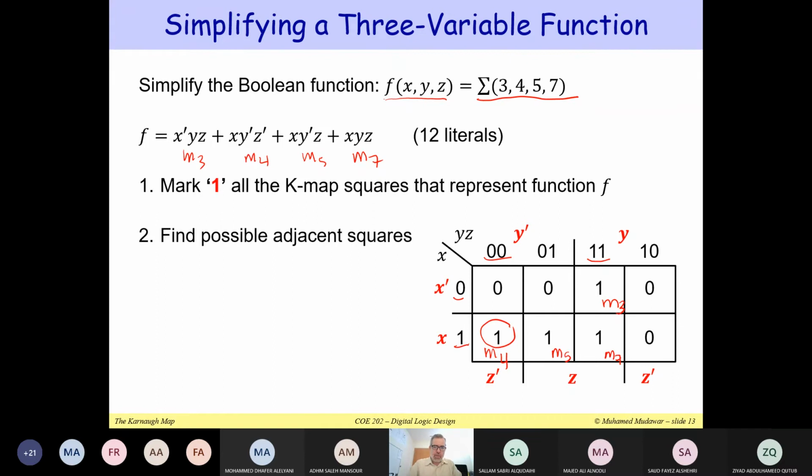This is 1, 0, 0. So this square here is minterm 4. This is 1, 0, 1. That must be minterm 5. And we have 1, 1, 1. That must be minterm 7.